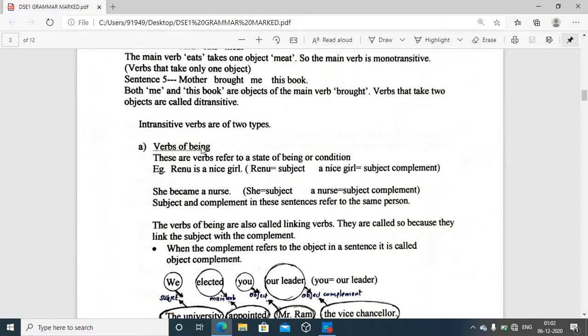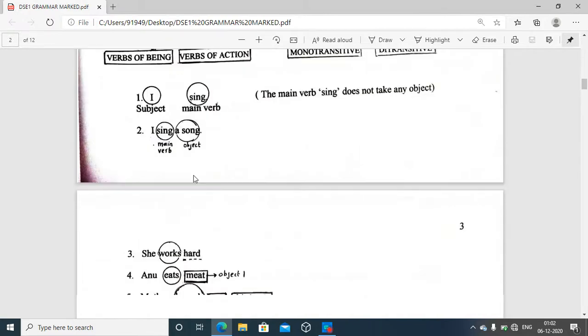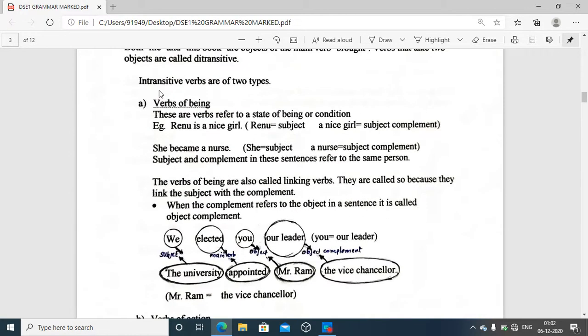First one, it's verbs of being. See here, verbs of being, verbs of action. Obviously, we know intransitive verbs are without objects. We take that "in" in intransitive as a negative, so that there is no object. Transitive is something positive, so there is no "in". So, transitive, intransitive without objects. In that way, we can remember it easily. Yeah, first one, verbs of being.